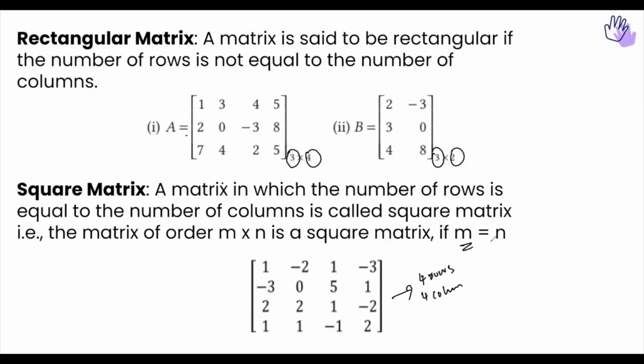So your m, that is the number of rows, is actually equal to the number of columns. So this is termed as square matrix. There is not much difference between a rectangular and a square matrix, only that in your square matrix, the number of rows is equal to the number of columns, and in a rectangular matrix, your number of rows is not equal to the number of columns. That's it. Come to the next one.